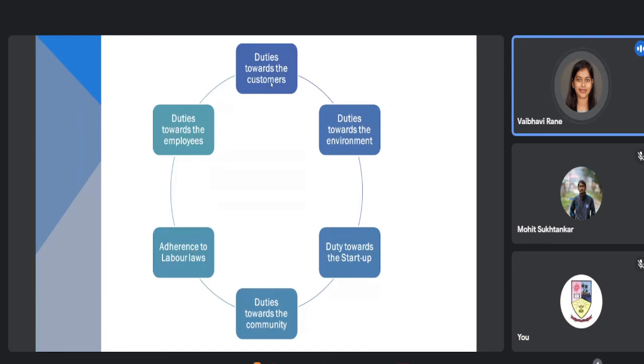Finally, why are you setting up this startup? Work towards it. Do not try to engage in fraudulent activities in order to maximize your profits and harm the community consequently. Be ethical, follow the norms that you're supposed to, contribute and give back to society. Adherence to labor laws is what we have already seen. Duties towards your employees is something we have already seen. So all these ethical and legal norms are an essential part of your startup.